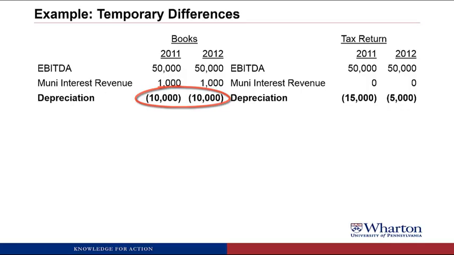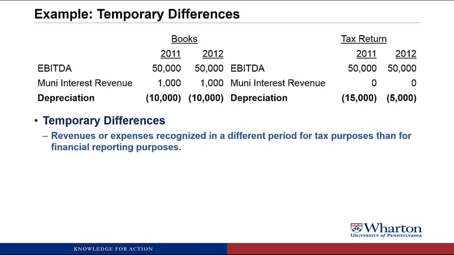On the tax return, we do accelerated depreciation, which means we take more depreciation in 2011, early on, than we do later. So we have $15,000 expense in the first year, $5,000 expense in the second year, but the total is still $20,000 of depreciation expense over the 2 years for both methods. This is an example of a temporary difference. That's where a revenue or expense is recognized in a different period for tax purposes than for financial reporting purposes. And see, for tax purposes, we basically have shifted $5,000 of expense from 2012 to 2011 compared to what we do on the books.